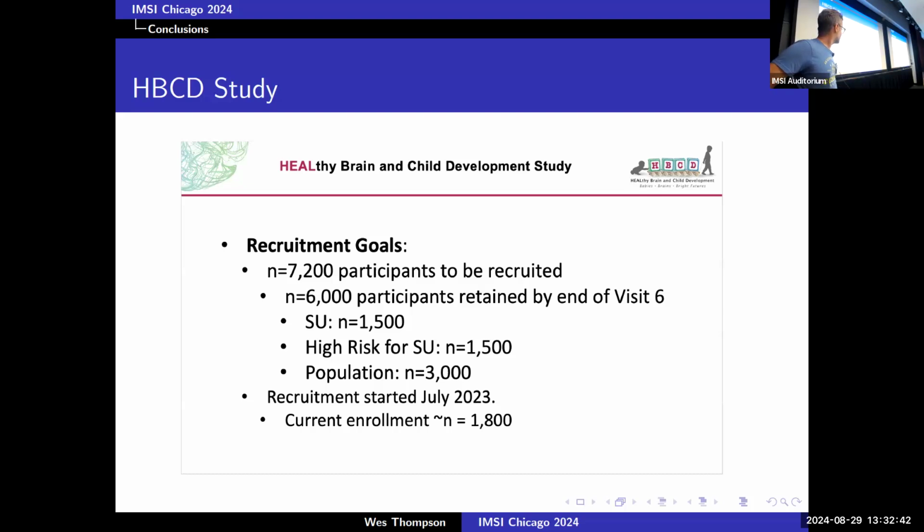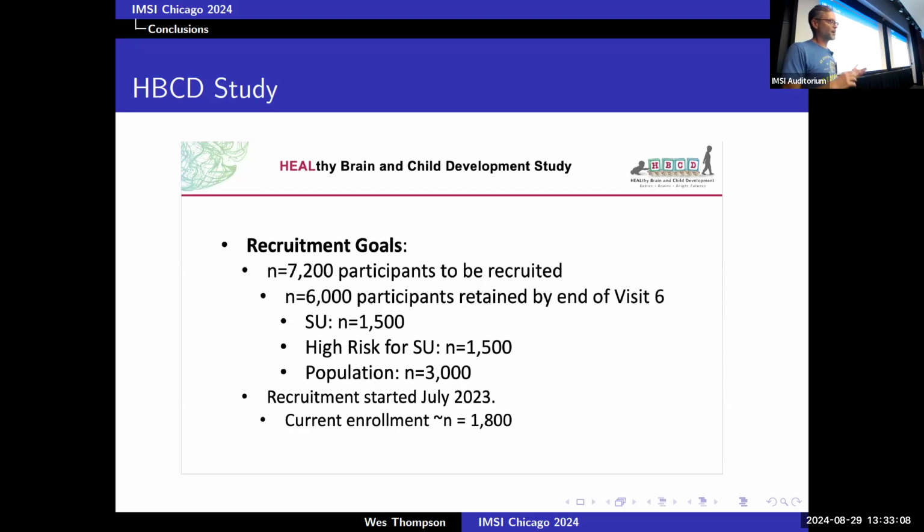The goal is to recruit 7,200 participants, with 6,000 retained by the time the subjects are 4 years old. This is funded by the HEAL initiative, which is why it's capital HEAL. I know it's silly, but that's what they make us do.